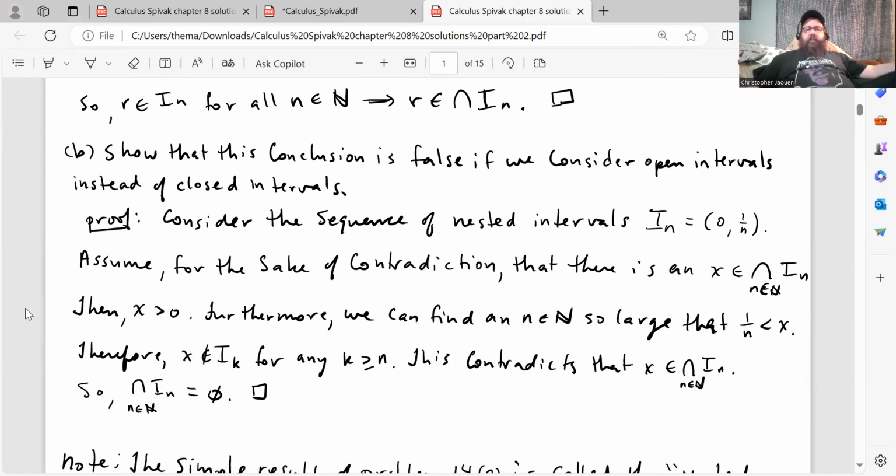Assume for the sake of contradiction that there is an x in the intersection of all those intervals. Then x would have to be greater than 0. Furthermore, we can find a natural number n so large that 1 over n is less than x. That's by the Archimedean property. Therefore, x is not in I_k for any k greater than or equal to n, which contradicts that x is in the intersection. So that means that the intersection has to be empty.